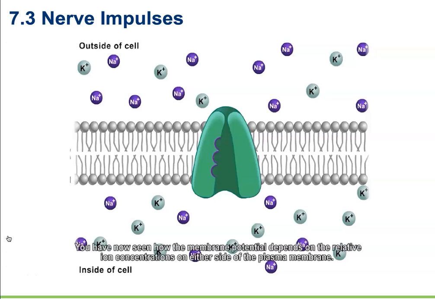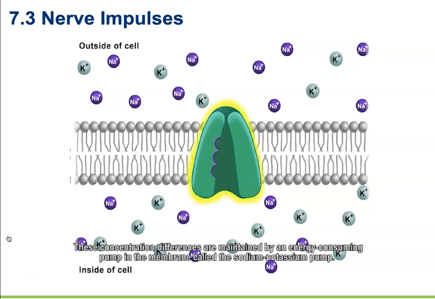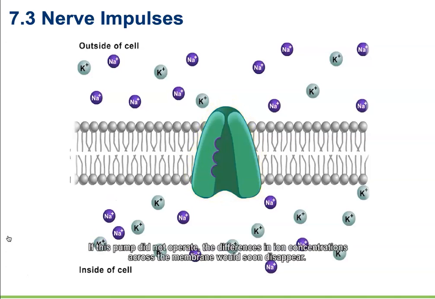You have now seen how the membrane potential depends on the relative ion concentrations on either side of the plasma membrane. These concentration differences are maintained by an energy-consuming pump in the membrane called the sodium-potassium pump. If this pump did not operate, the differences in ion concentrations across the membrane would soon disappear.